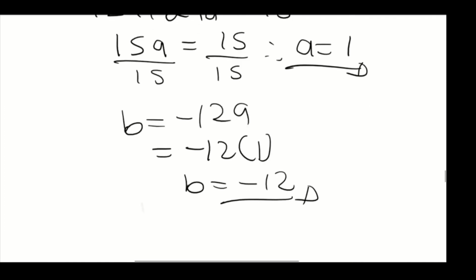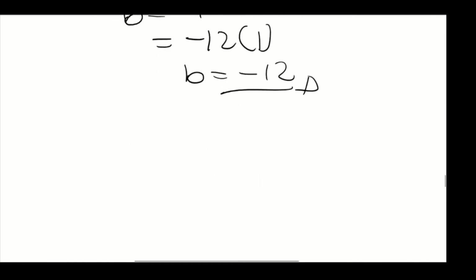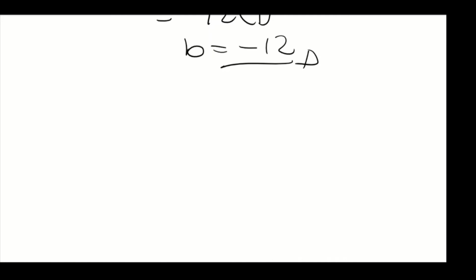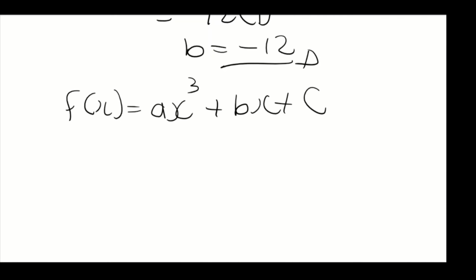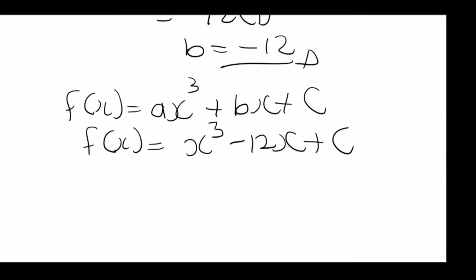Then we need to find our value of c. So to find our value of c, we now have f of x equals ax cubed plus bx plus c. We already found the values of a and b. F of x is equal to, our a is 1, so it's x cubed, our b is minus 12x, plus c.